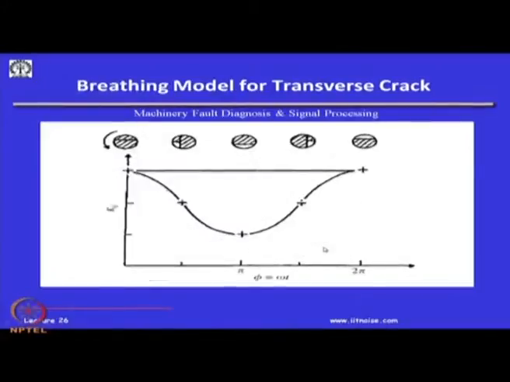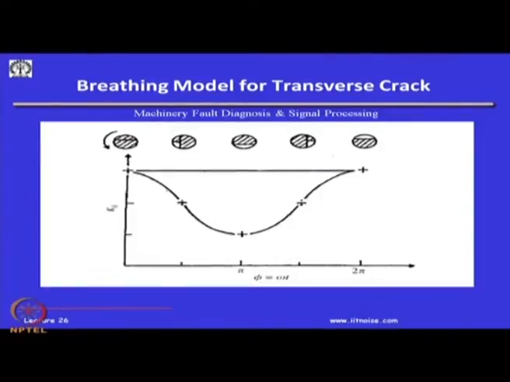Okay. And when the cracked shaft rotates, this is how the stiffness varies. This is what is the breathing model for the transverse crack. Okay. In a complete rotation, this is how the shaft undergoes. The stiffness changes, the flexibility changes, because the cracks are opening and closing. At any location, the flexibility which I measure at the bearing locations is going to change. Okay. The stiffness is going to vary.